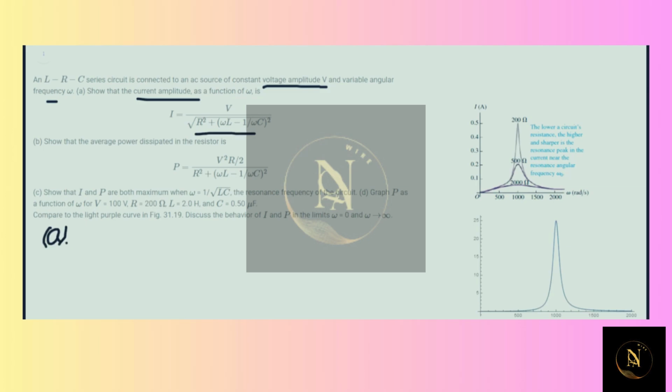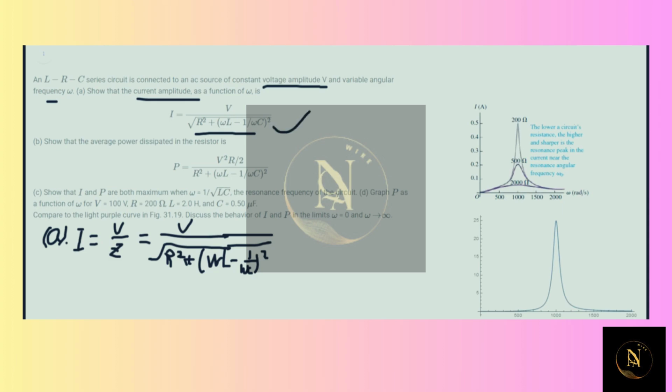So we know the current in the series circuit is just I equal to V over impedance. For the LRC series circuit, the impedance formula is just the square root of R squared plus (omega L minus 1 over omega C) squared. So this is the formula for the current in the LRC series circuit. This is very straightforward.